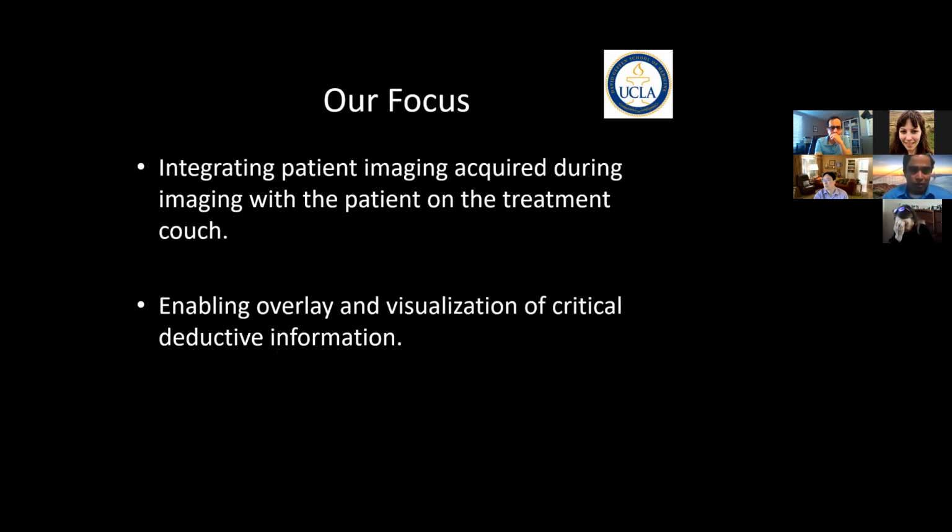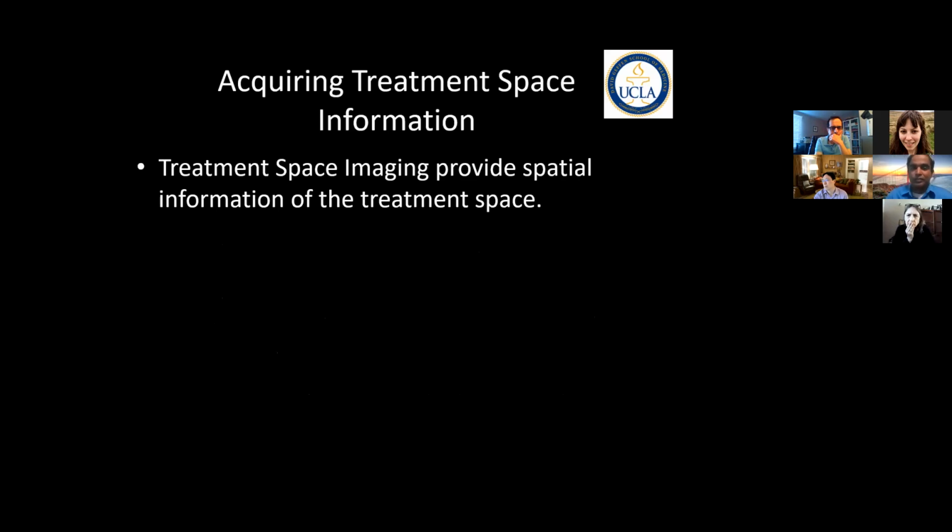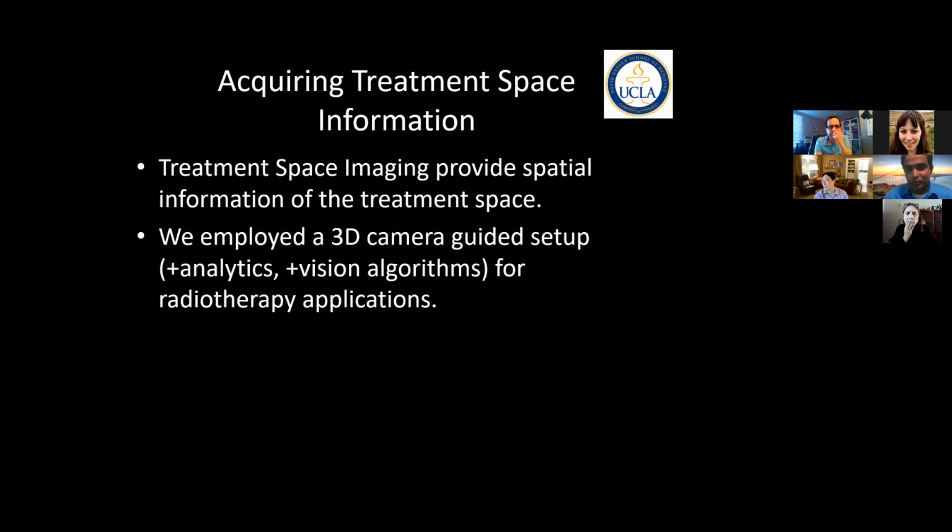So in today's talk, I want to quickly go through how we integrate patient imaging that is acquired during the planning with the patient on the treatment couch, and the scenarios where we have overlaid and visualized critical information. We'll go through what that information from images is and how it can be overlaid. Treatment space is basically the entire treatment room. That includes the gantry, the couch, the entire room, the additional panels that are sitting there, even wires dangling in this treatment room, and so on.